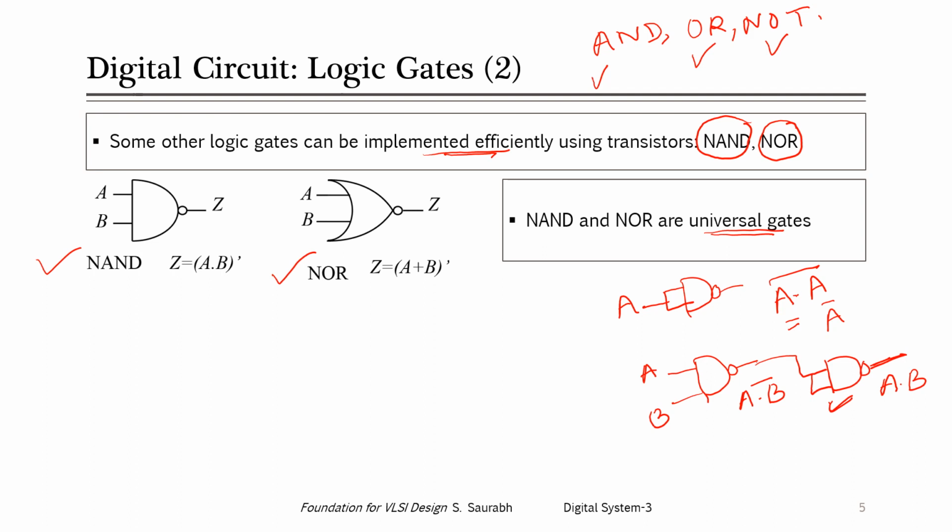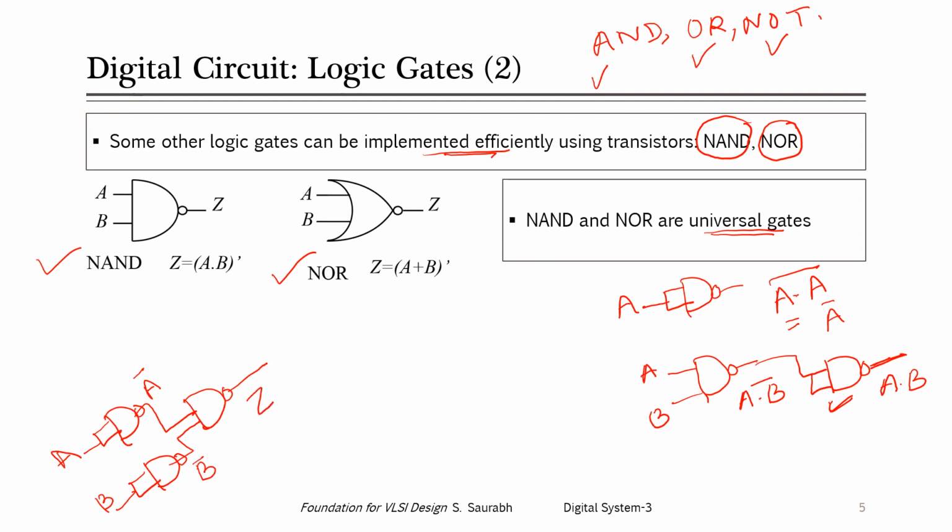Similarly, we can also implement an OR gate using a NAND gate. For example, let's see what will be the output of this structure. Sorry, these are all NAND gates. So suppose the input is A and B. Since we are providing the same input to the NAND gate, this point is nothing but A complement, and this point is nothing but B complement.